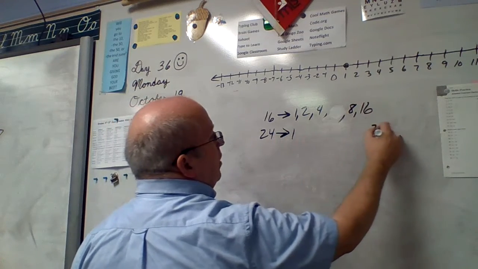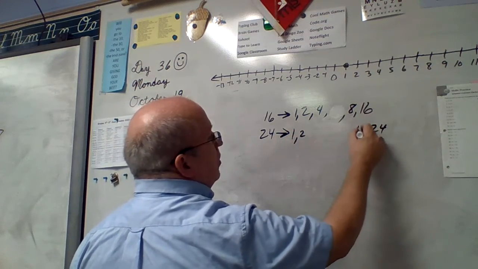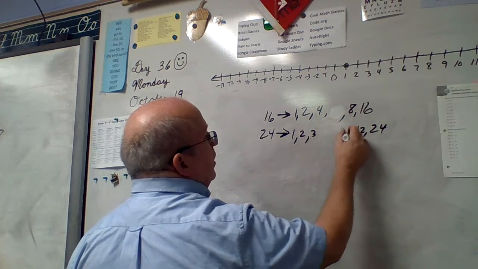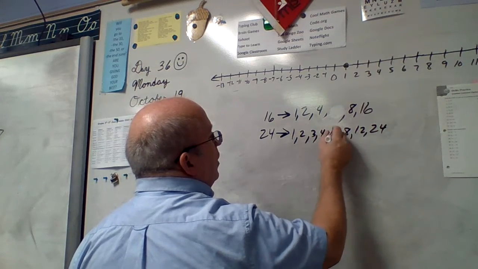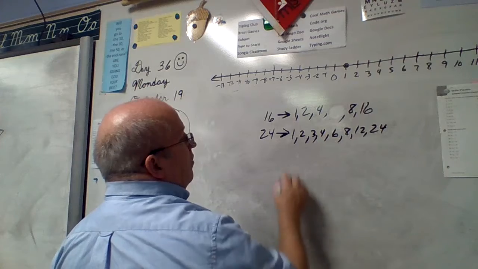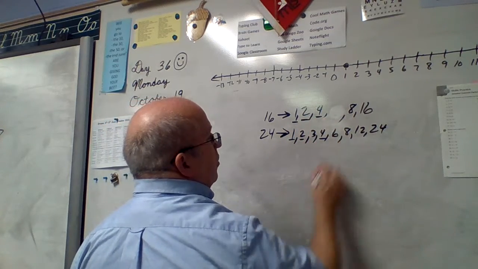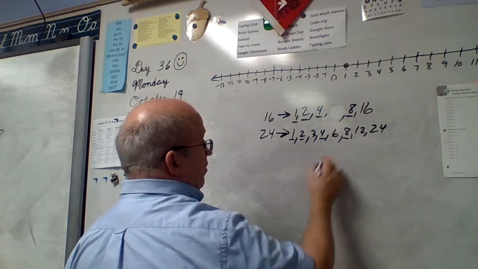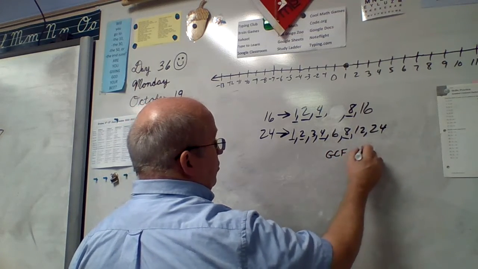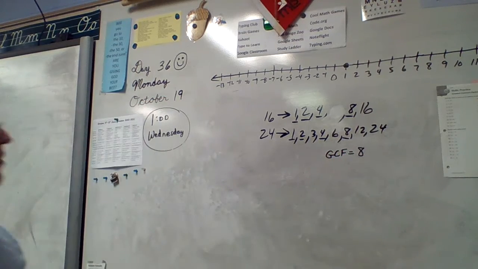How about 1 and 24? How about 2 and 12? How about 3 and 8? How about 4 and 6? What do they have in common? A set of 1's, a set of 2's, a set of 4's, a set of 8's. That's it. So what's the greatest common factor? The greatest common factor is 8.